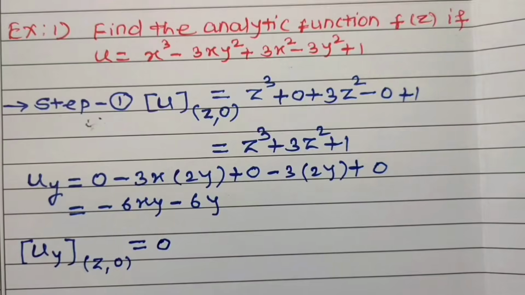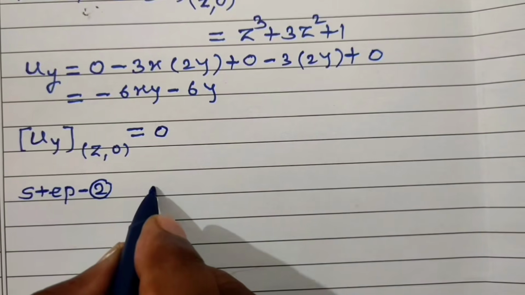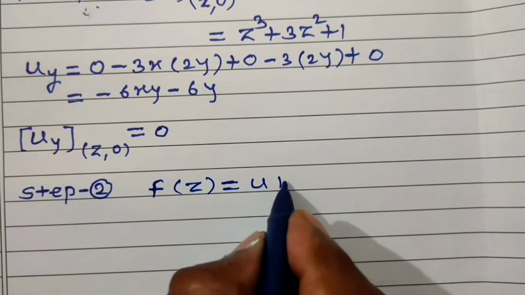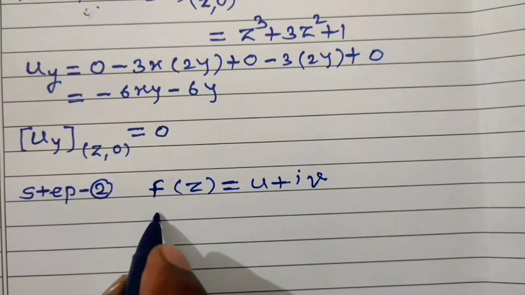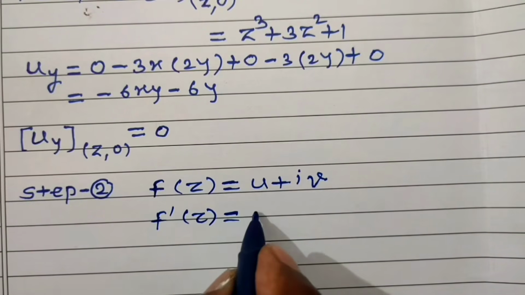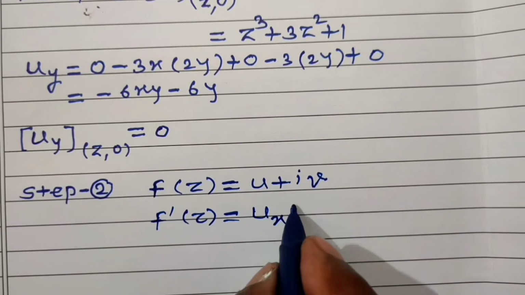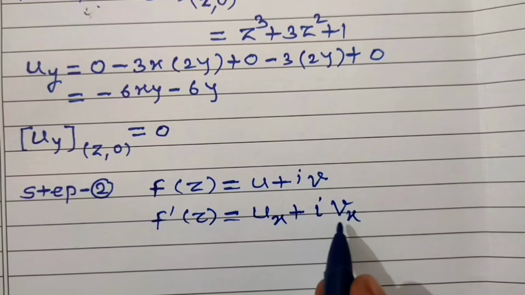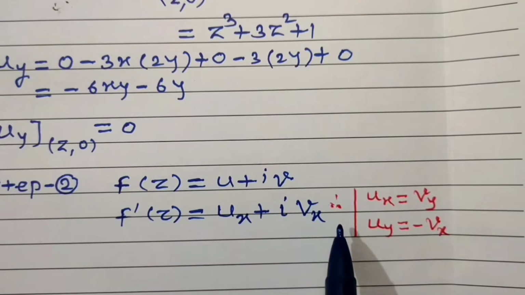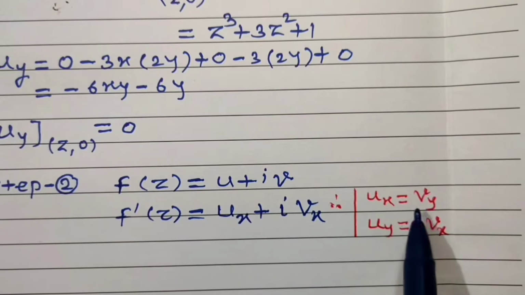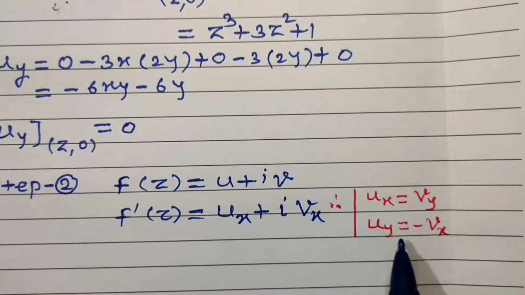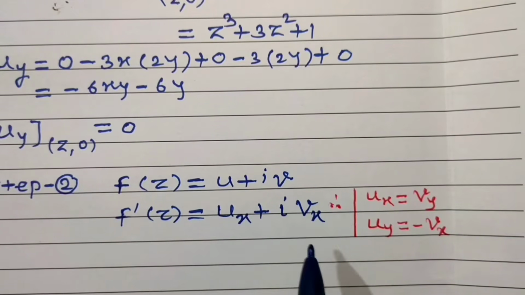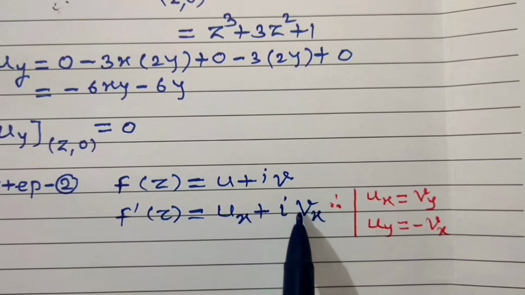Now step number 2. In step number 2, we have to consider f of z is equal to u plus iv. Then f dash z is given by ux, means partial derivative of u with respect to x, plus i into Vx, partial derivative of V with respect to x. Now here we have to apply Cauchy-Riemann equations. Ux is equal to Vy and Uy is equal to minus Vx. Because U is given, V is not given, so we can't find partial derivative of V with respect to x.